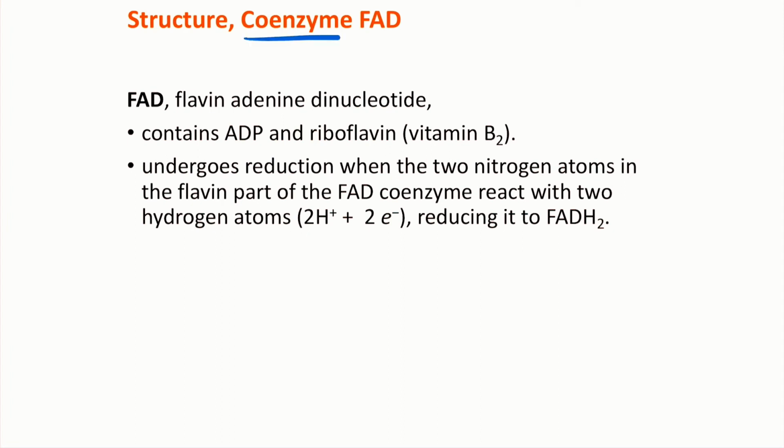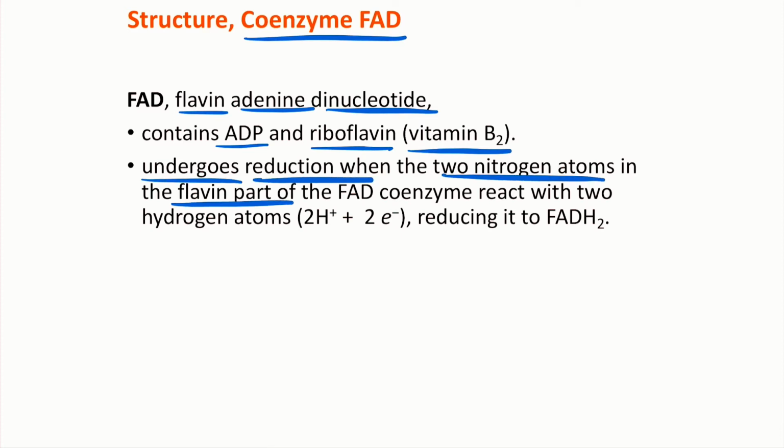Next is the coenzyme FAD. FAD is flavin adenine dinucleotide. So it contains two molecules, ADP and riboflavin, which is vitamin B2. It undergoes reduction when two nitrogen atoms in the flavin part of the FAD coenzyme react with two hydrogen atoms, reducing it to FADH2.